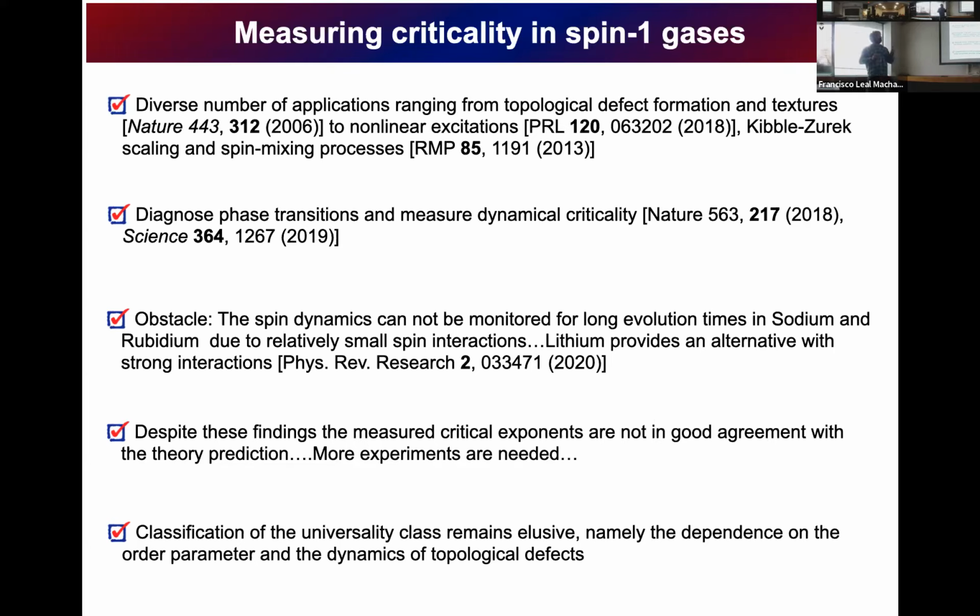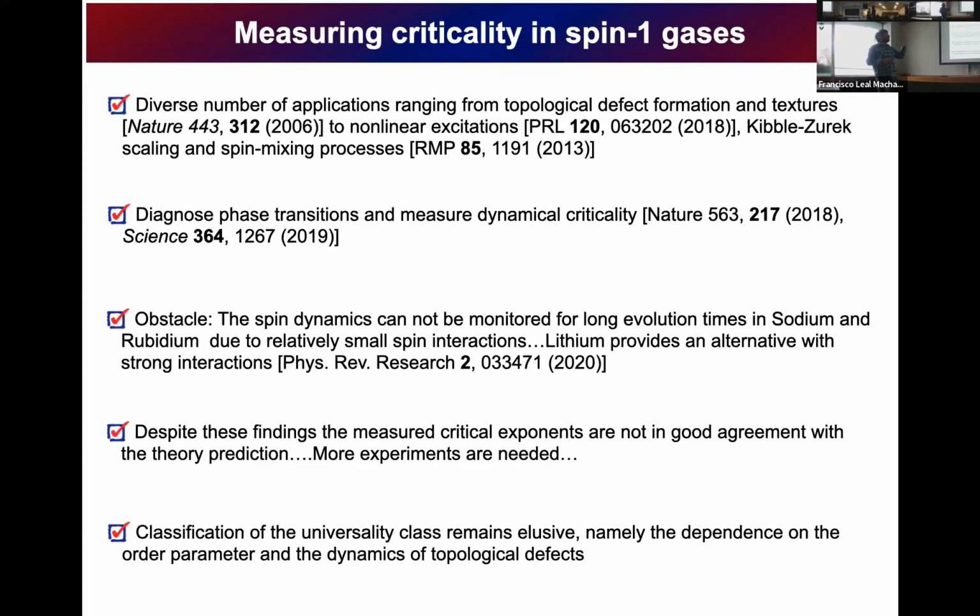In particular, for rubidium-87, what matters at the end of the day is the ratio between the contact and the spin-spin interactions. For rubidium, this ratio is around 1.5%. For sodium it is 0.48. However, for the lithium-7 that I will talk about today, it's 45%. So it's an order of magnitude.